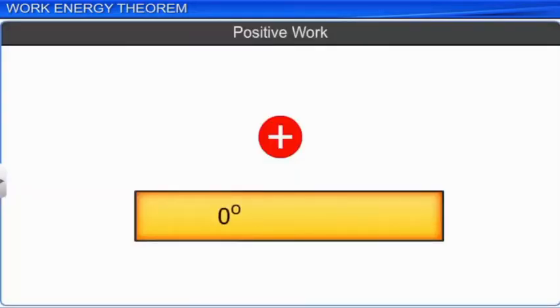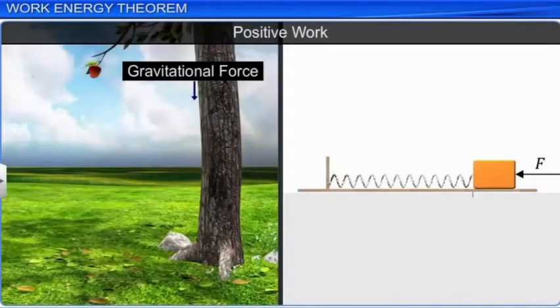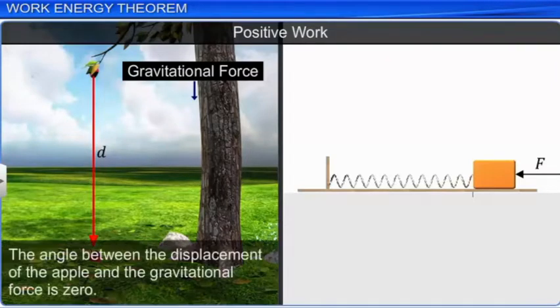The work done by a force is positive when the angle between force and displacement is acute. That is, the angle is less than 90 degrees. An example of this is when an apple falls freely towards the earth. The work done by the gravitational force on the apple is positive. In this case, the angle between the displacement of the apple and the gravitational force is 0.